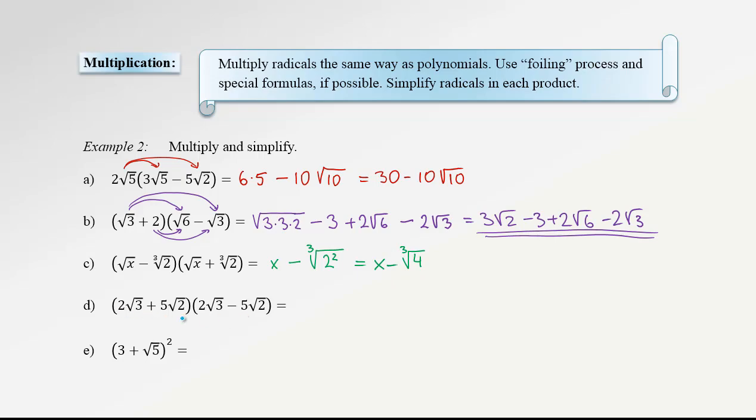Next, let's check those terms. They are exactly the same and opposite signs inside. That means we deal with product of two conjugates, which results in difference of squares, isn't it? So we square the first term.